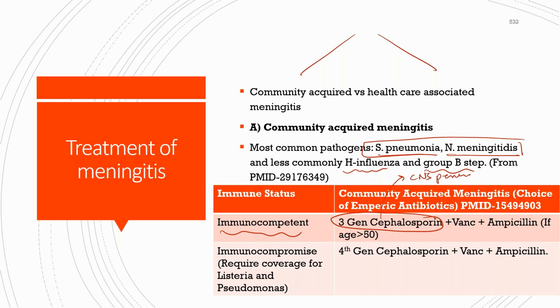CNS penetration. Why do we add Vanco here? Because we are not covering MRSA. We are not worried about MRSA. Why do we add Vanco here? Because there are a lot of strains of Streptococcus pneumo which are resistant to cephalosporin, but they are covered by vancomycin.